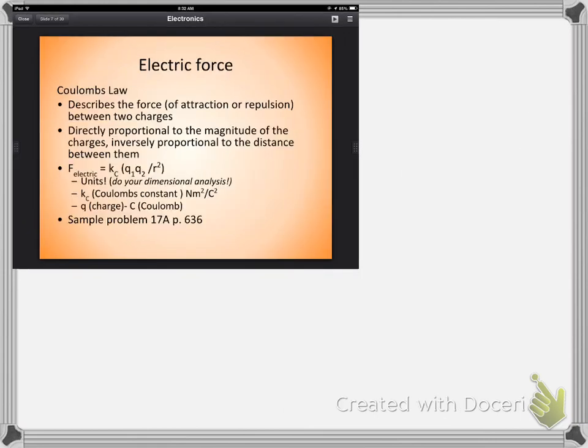Math problems we'll do today. So we're going to talk about electrical force. We've talked a lot about forces. You guys know all kinds of things about force.